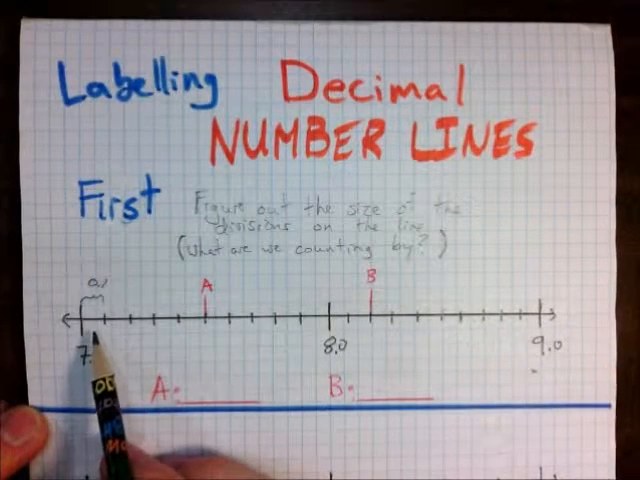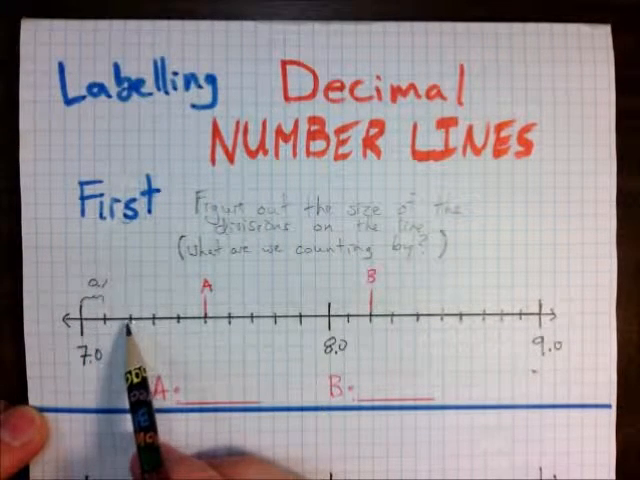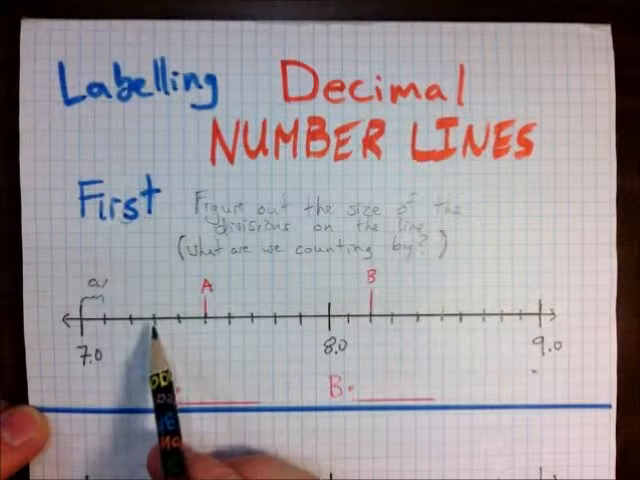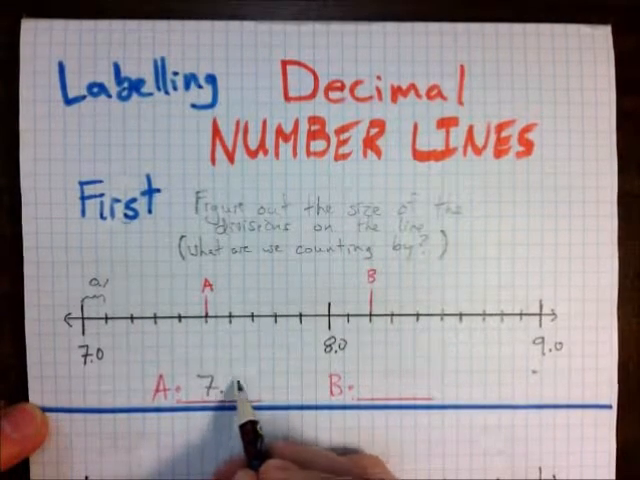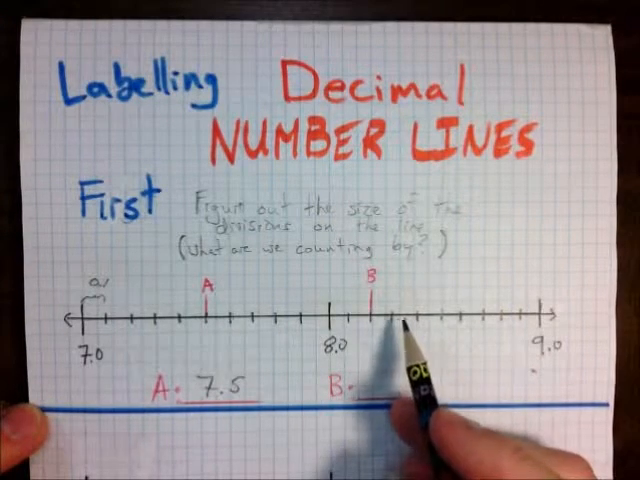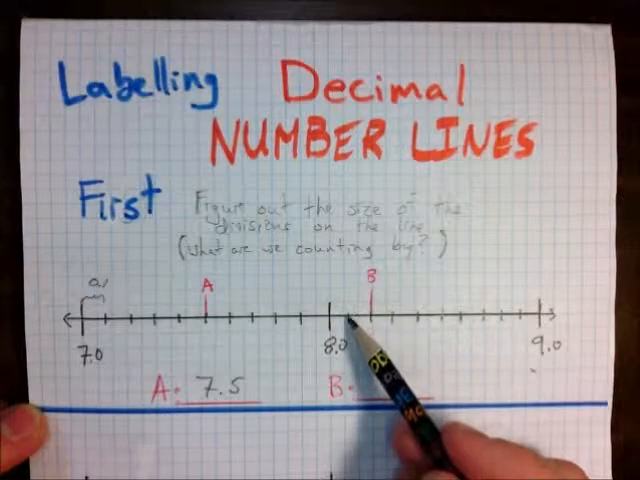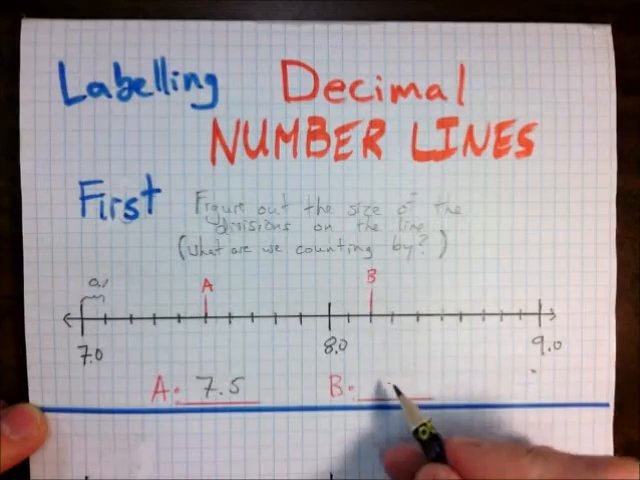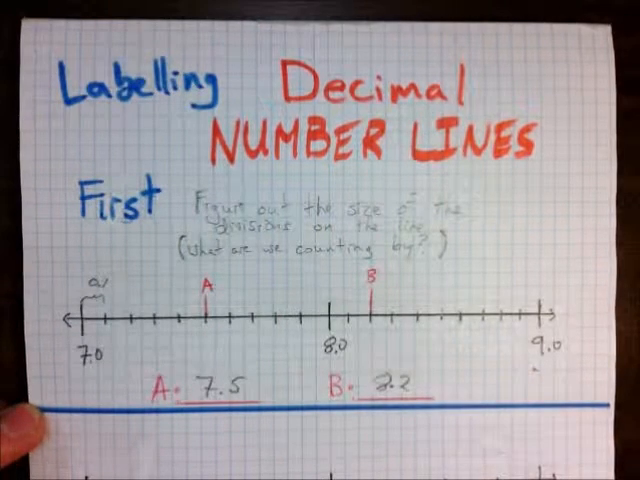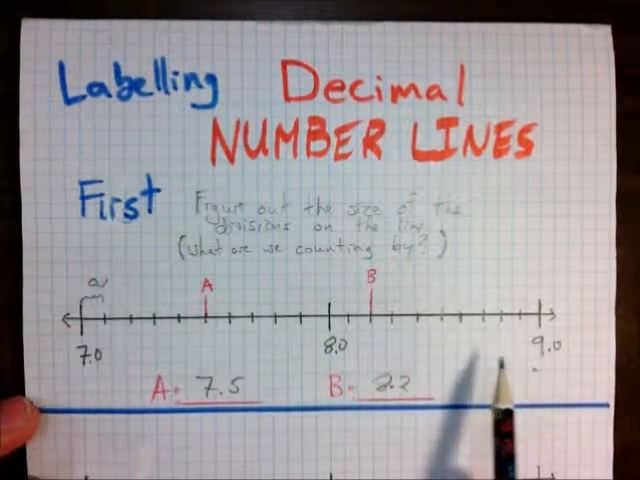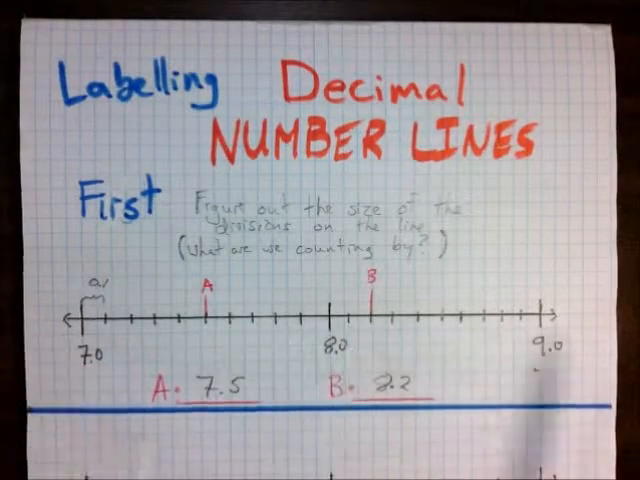I'll start at 7 and count by tenths. 7 and 1/10, 7 and 2/10, 7 and 3/10, 7 and 4/10, 7 and 5/10. Okay, for B, I'll do the same thing, but starting at 8. 8 and 1/10, 8 and 2/10. So B is 8 and 2/10. Okay, so this is a standard example where between our ones we have tenths.